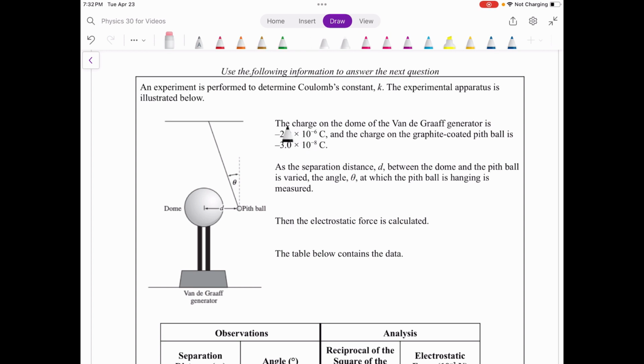Okay, so it tells us that the charge on the dome of the Van de Graaff generator is -2 times 10 to the -6 coulombs, and the charge on the graphite-coated pith ball is -3 times 10 to the -8 coulombs. So telling us it's graphite, meaning it's conductive. Okay, so as the separation distance, d, between the dome and the pith ball is varied, the angle, theta, at which the pith ball is hanging is measured. Then the electrostatic force is calculated. The table below contains the data.